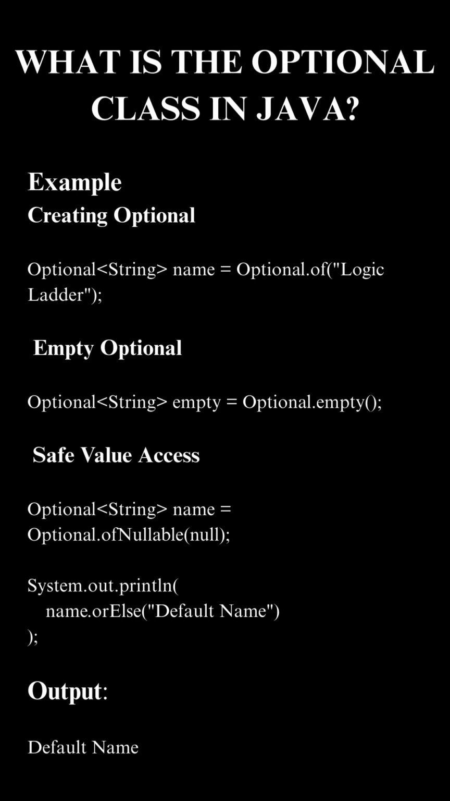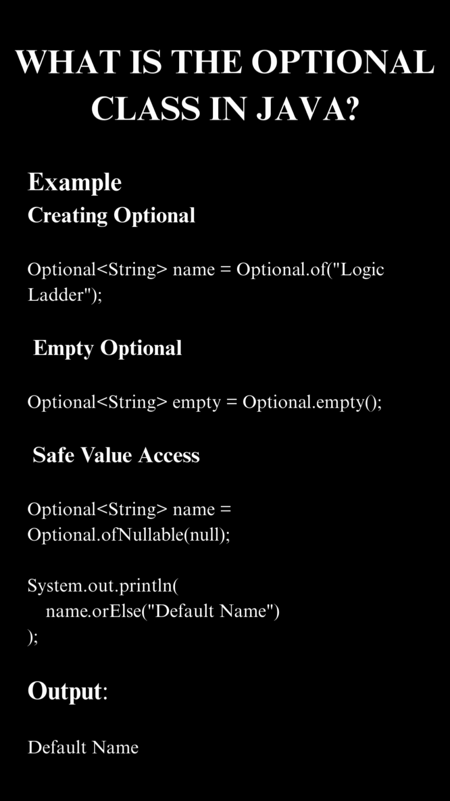Then I am using Optional.ofNullable(null). This means the Optional may contain a value, but here it is null. When I call name.orElse("default name"), Java checks if the Optional has a value. Since it is null, it returns the fallback value, which is default name. This prevents NullPointerException and gives us a safe default value.